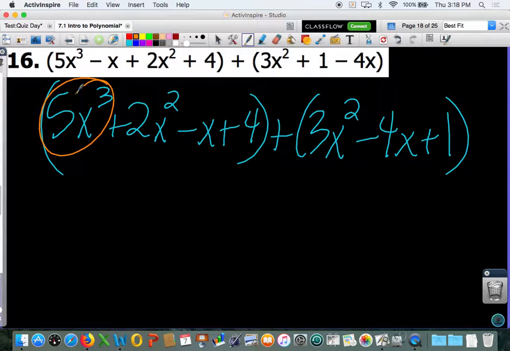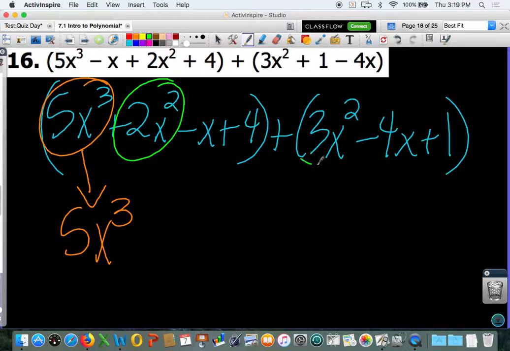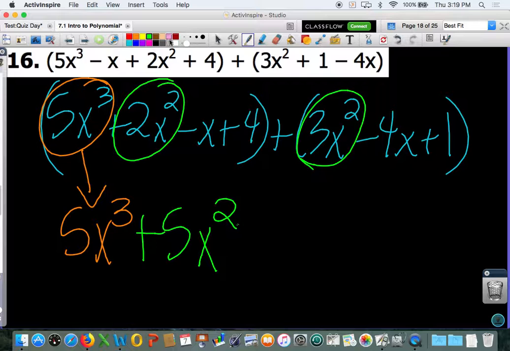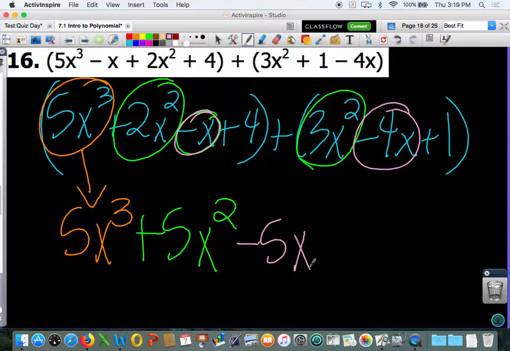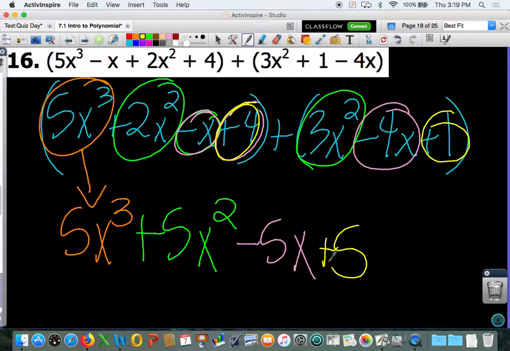This doesn't have an x to the third, so 5x to the third just comes on down. 5x to the third, you are a winner, come on down. 2x squared plus 3x squared gives me 5x squared. And I've got negative x and negative 4x. So same signs, add and keep, negative 5x. Last but not least, I've got 4 and 1. So that's plus 5. Excellent.